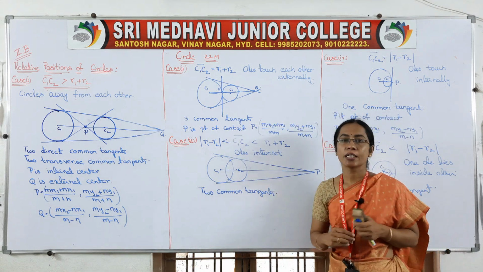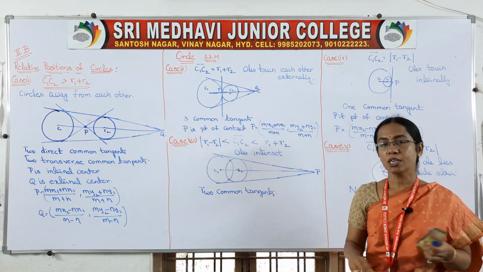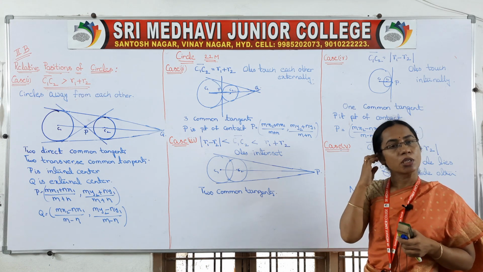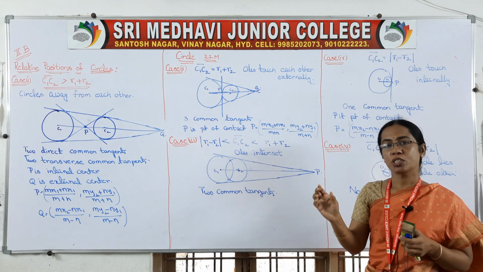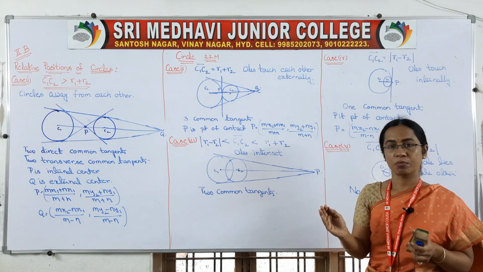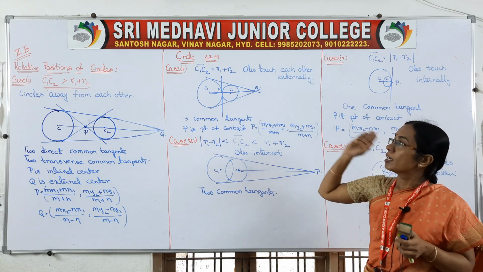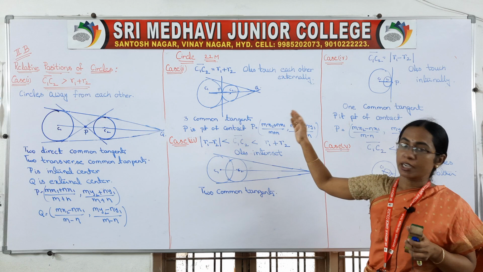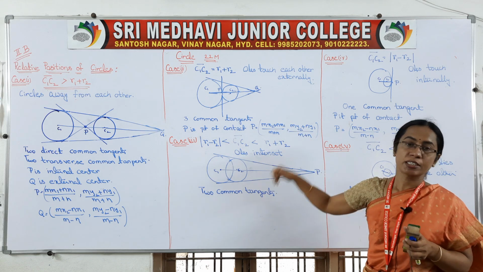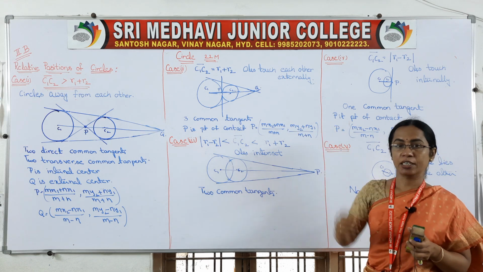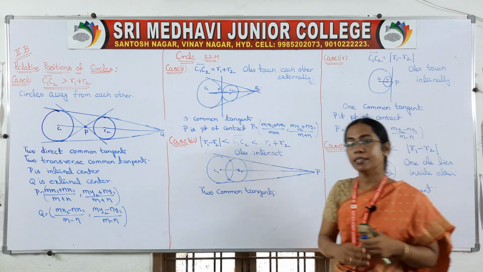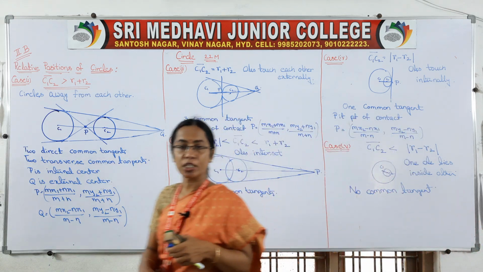Today we will deal with the relative position of the circles. Circles' relative position means whether they are away from each other, touch each other externally, intersect, touch each other internally, or one lies inside the other. Like that we have to check.